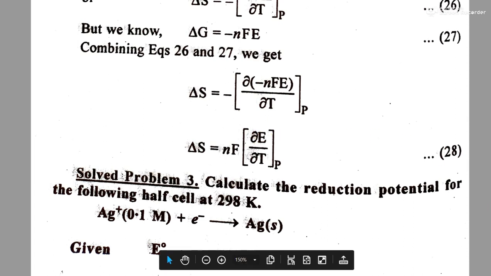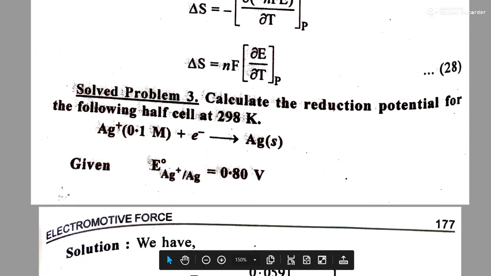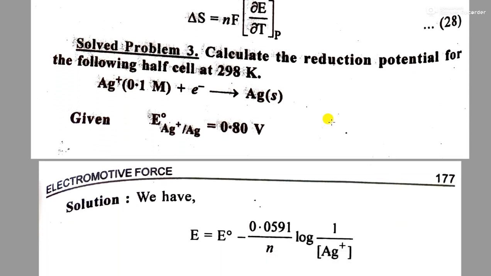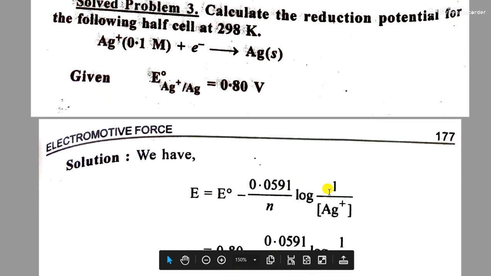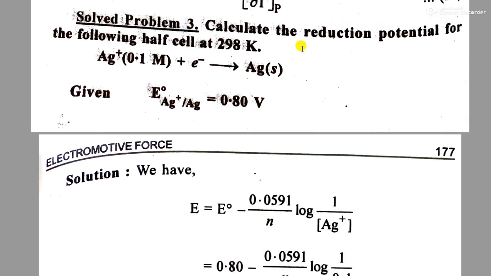Now let us see a few solved problems in your text. Problem number 3. Calculate the reduction potential for the following half cell at 298 Kelvin. So in this question it is given as 298 Kelvin, so you can directly take this Nernst equation form: E is equal to E0 minus 0.0591 by N log this expression. Here one thing you have to notice is that the half cell is given.